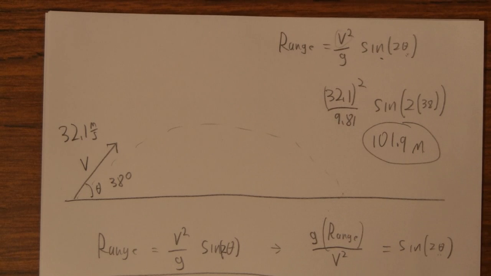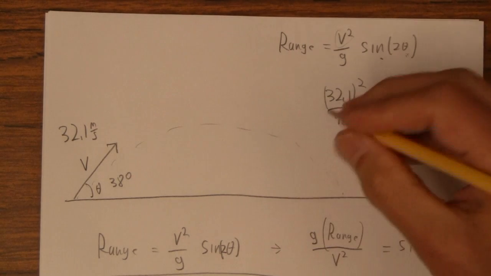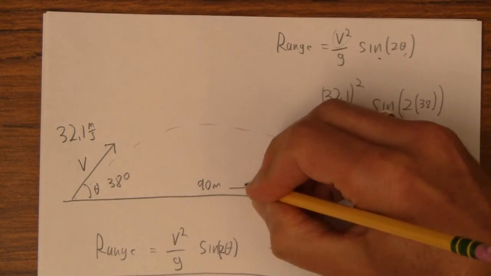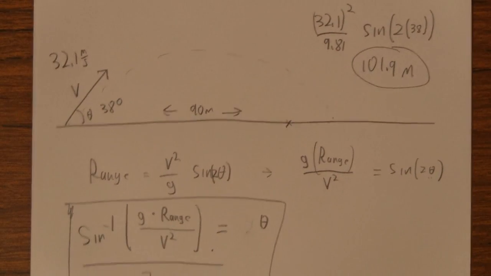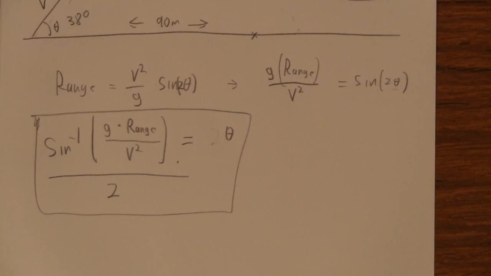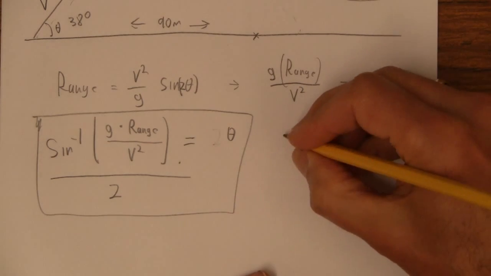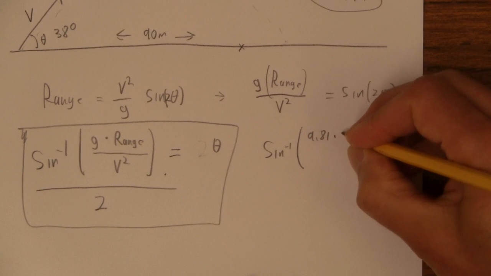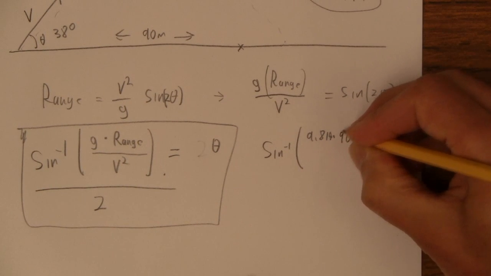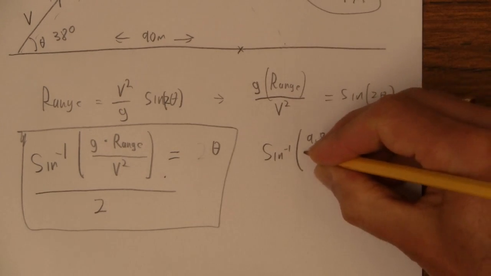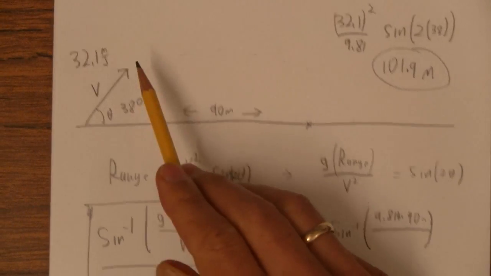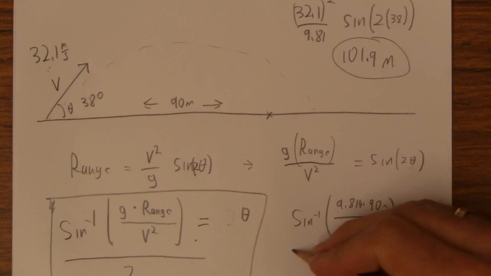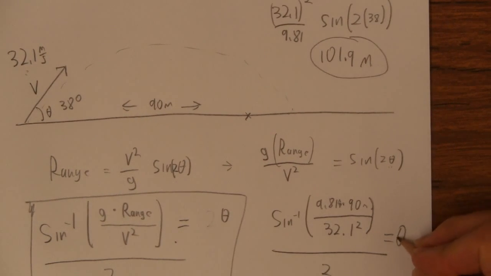So let's answer two questions. One question is, suppose the target were at 90 meters. What angle could we launch at? Let's find that. I'm just going to plug that in. That's going to look like this: sine inverse of 9.81 times 90 meters, this is meters per second squared, divided by, and let's say our launch velocity is still 32.1, and then that's divided by 2. That's going to be my angle.